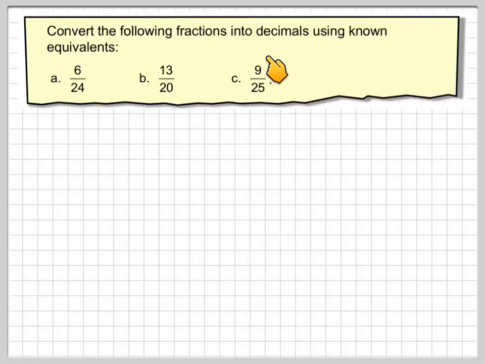Convert the following fractions into decimals using known equivalents. So we've got 6 over 24, 13 over 20, and 9 over 25. So we've got 6 over 24.